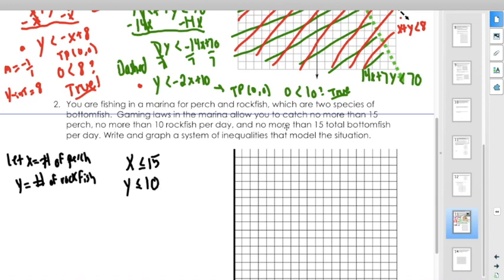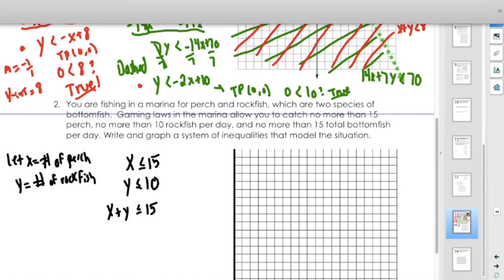Then again, no more than 15 total. We're only catching perch and rockfish, so we can't catch any more than 15 total. So x plus y is less than or equal to 15. Now, we definitely need practice with graphing these here. X is less than or equal to 15. Y is less than or equal to 10.